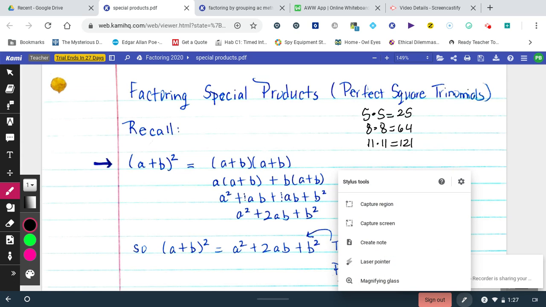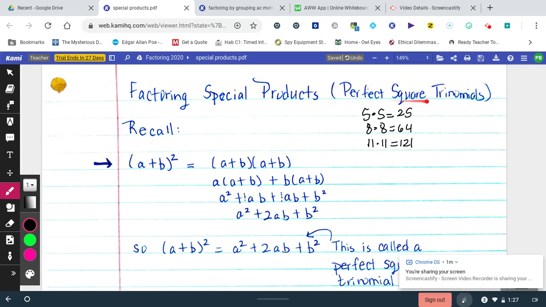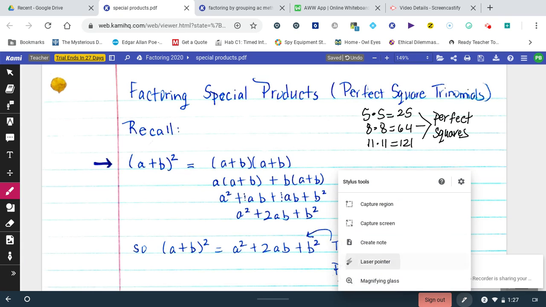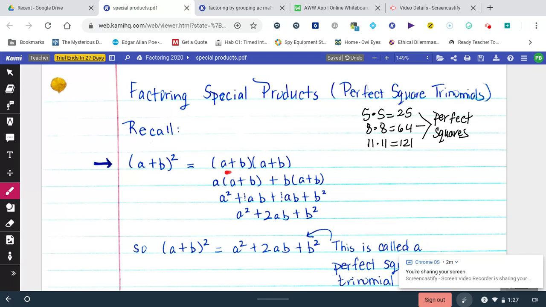But notice all these numbers that I'm getting right here are called what? They're called perfect squares. 25 is a perfect square. 64 is a perfect square. 121 is a perfect square. Anytime you multiply a number by itself, you get a perfect square. It works the same way for polynomials. Like this, a plus b is a binomial. A binomial times itself, you're going to end up with a perfect square. So when you take a binomial and multiply by itself, a plus b times a plus b, you're going to end up with a perfect square trinomial.